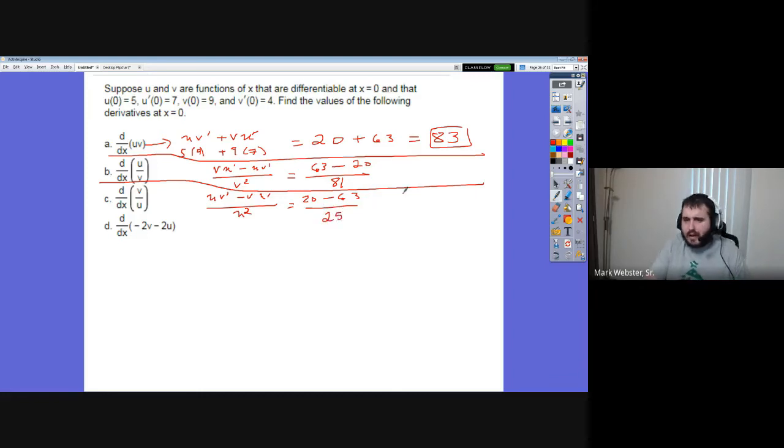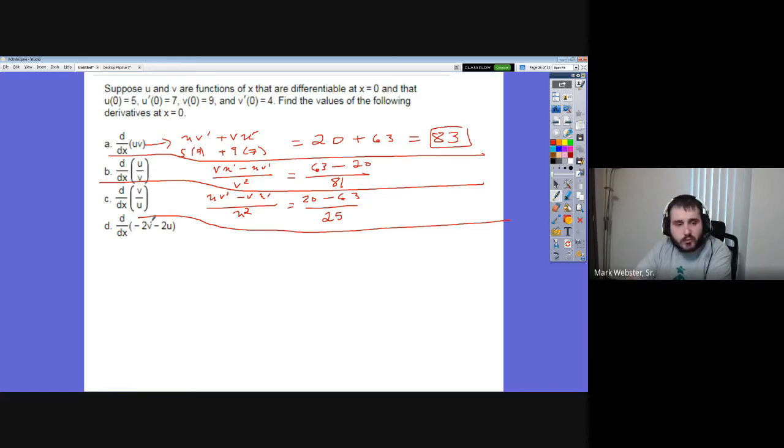And again, you don't have to do anything with that. You don't have to make it negative 43 over 25. You don't get extra points for simplifying, and you're on a limited time, so you might as well leave it here where it is. There's no trouble there.